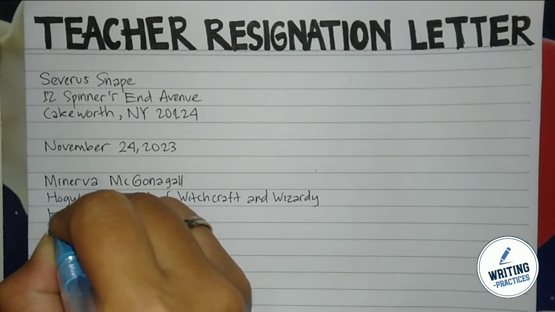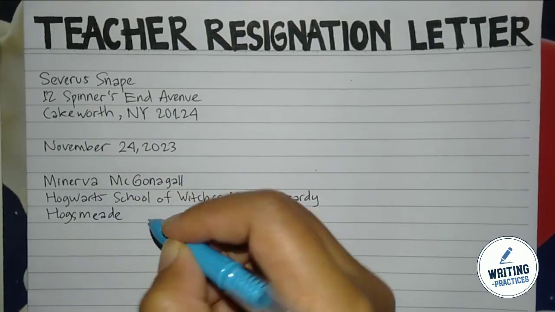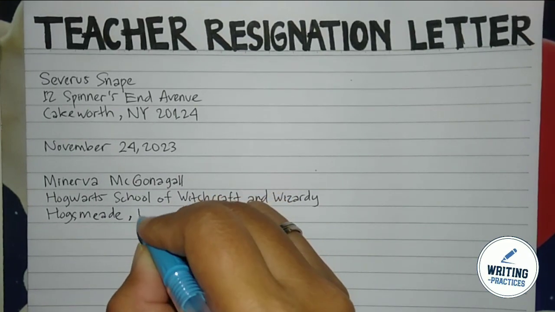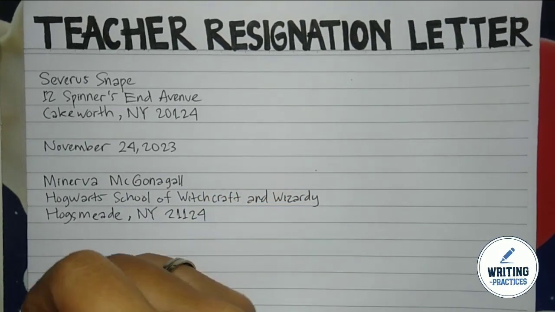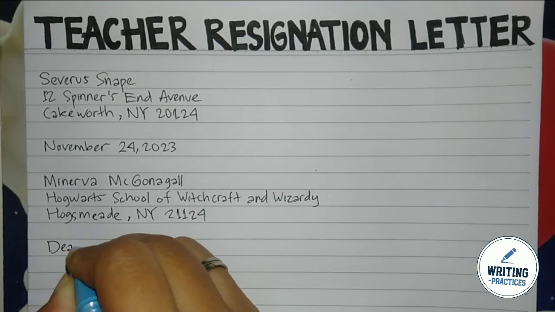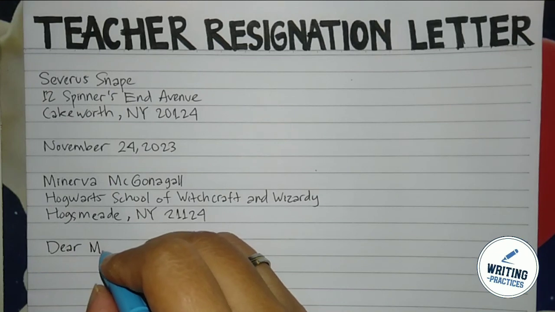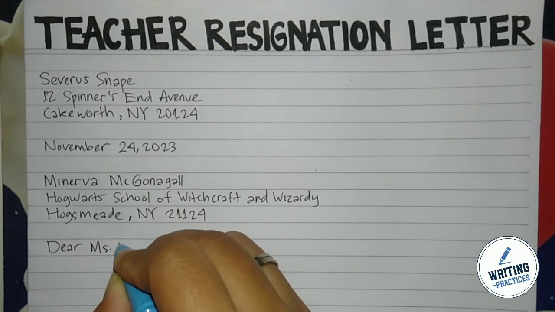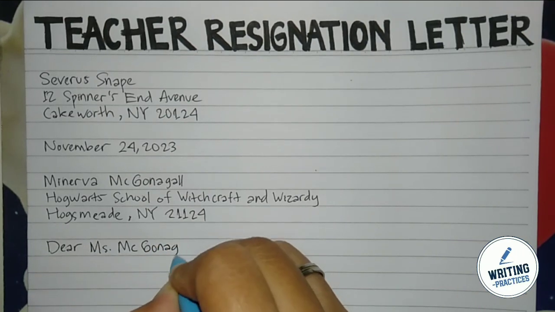And then, write the address of the school. Mention the number, street name, city, state, and zip code. After completing the information, you can open the letter with a salutation. Simply write, "Dear Mr. or Mrs. or Ms.," followed by the last name of the recipient.